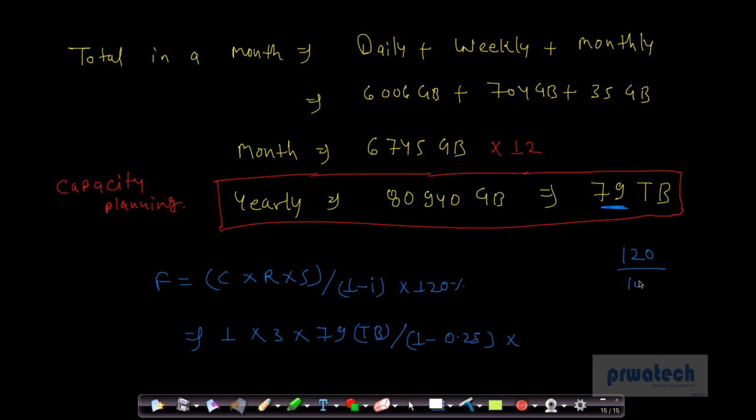Now 120 divided by 100 is equal to 1.2, because the 0 cancels out. Next, I'll put the value 1.2 here. Now I'll take my calculator again to calculate this. 1 into 3 into 79 terabyte. 79 into 3 is 237 terabyte.